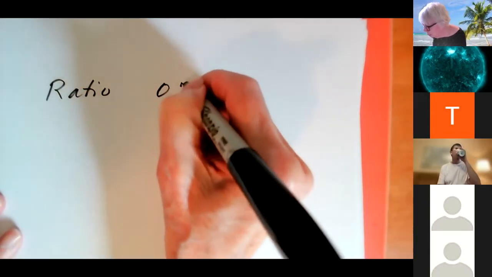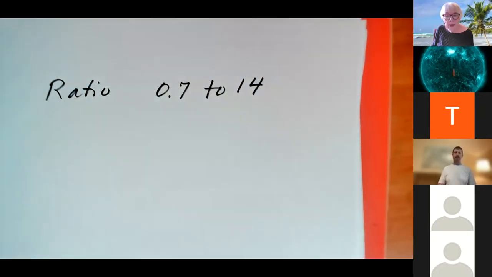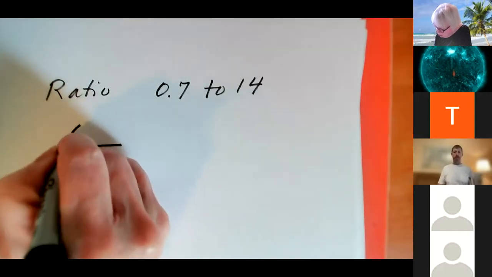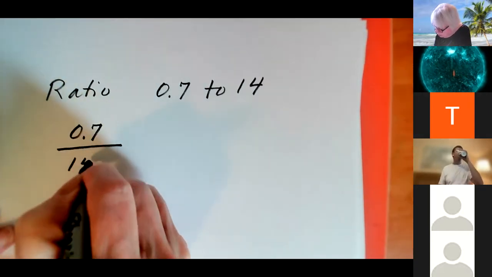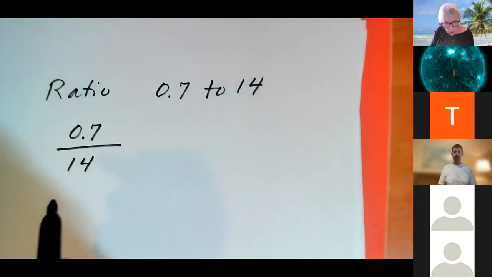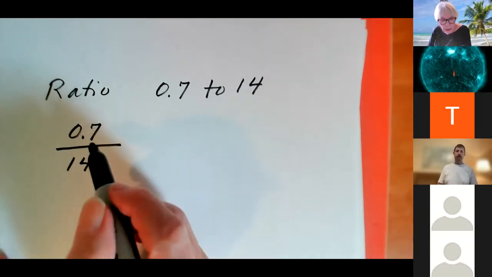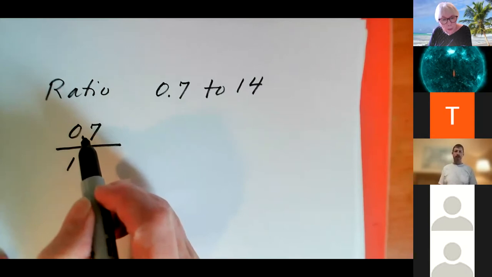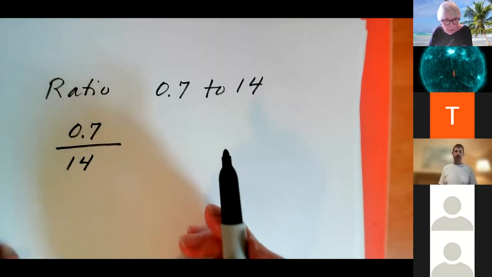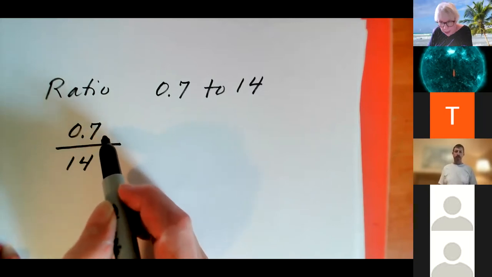of, this was just one example because everybody had a slightly different problem, 0.7 to 14, okay? And so they want it reduced and everything. So this is a fraction. The 0.7 goes here, the 14 goes here. Most people got this part correct. They knew to make it a fraction. The question was, what do you do next? With a fraction, you don't want a decimal in part of the fraction. And so what needs to happen is this decimal point needs to go over here.